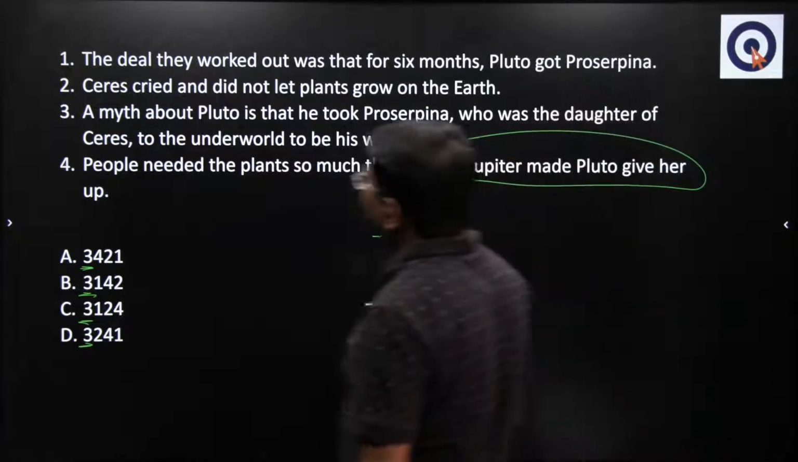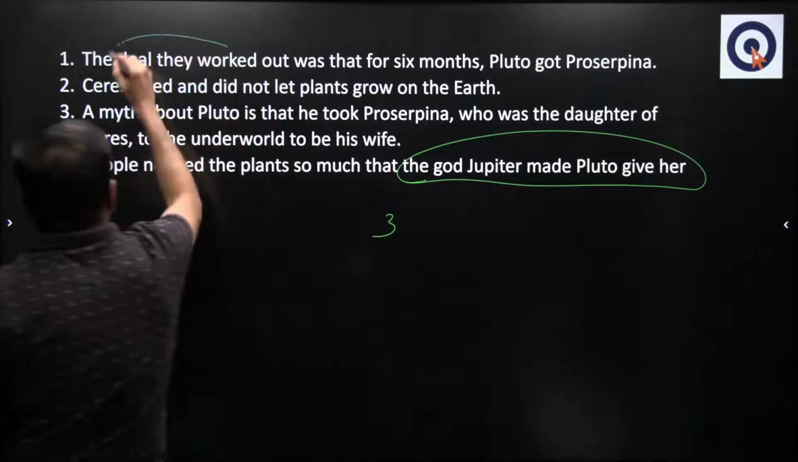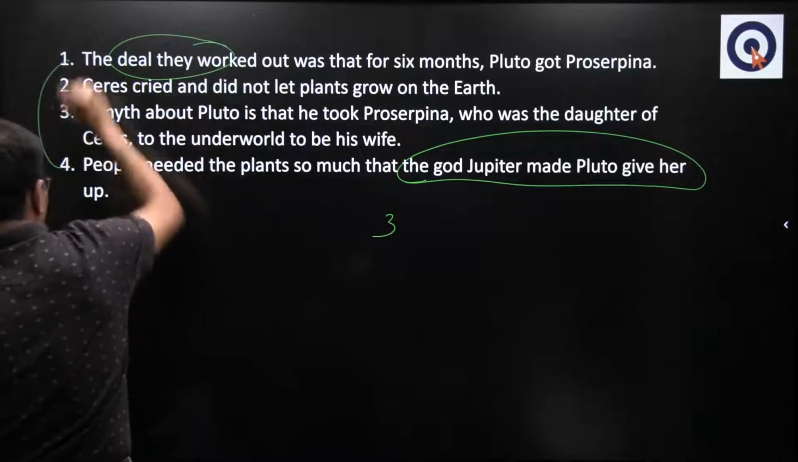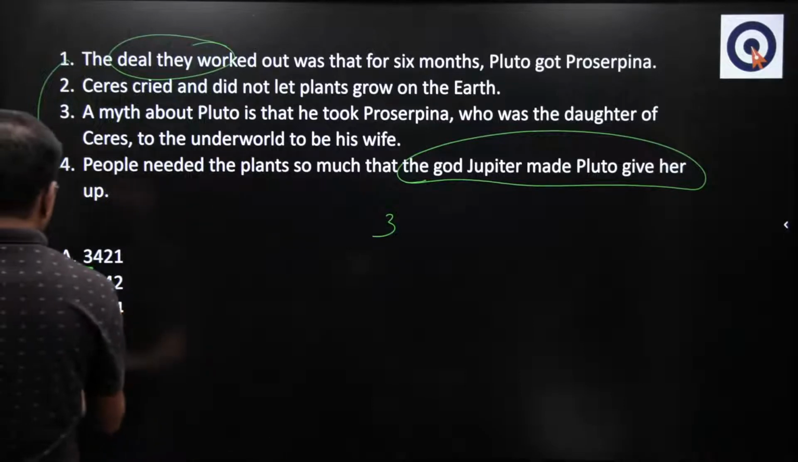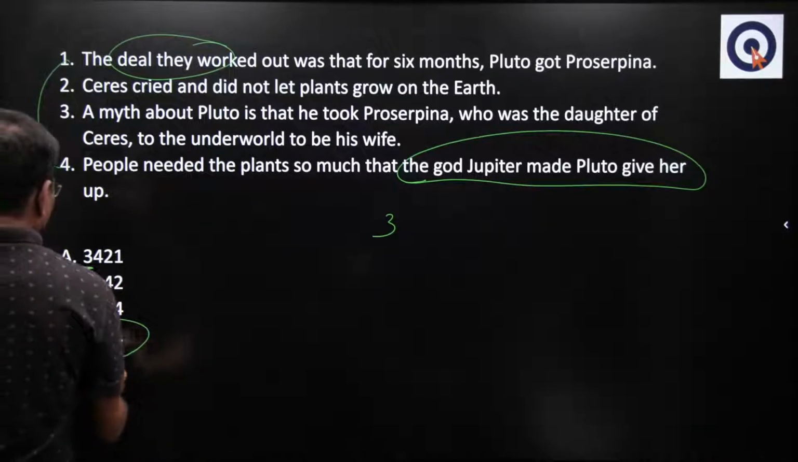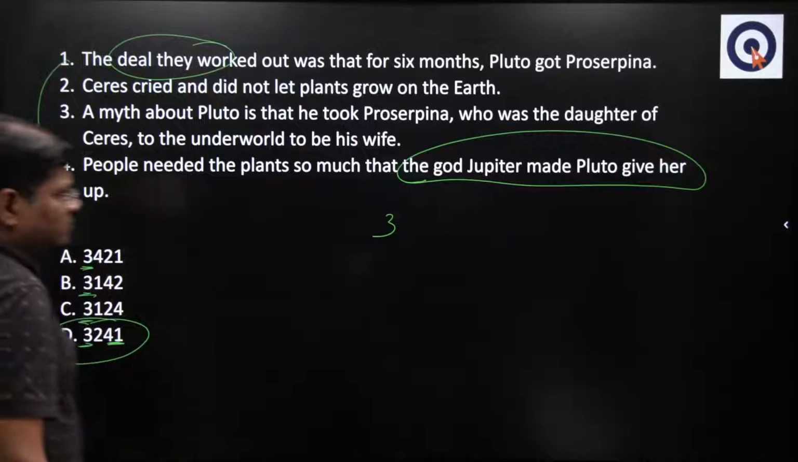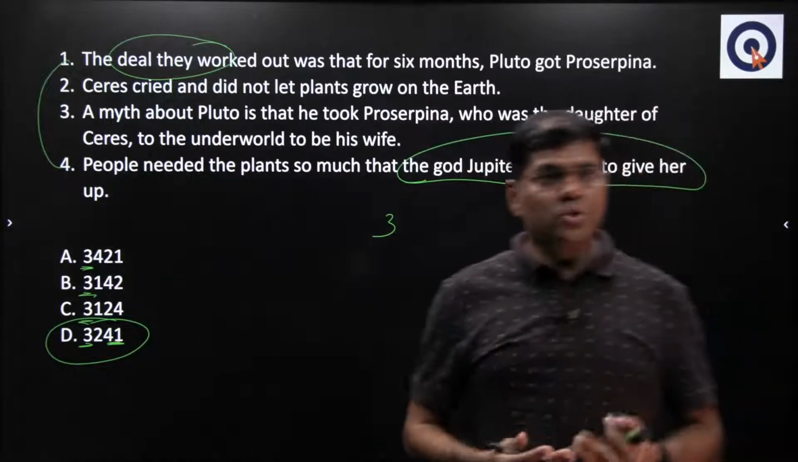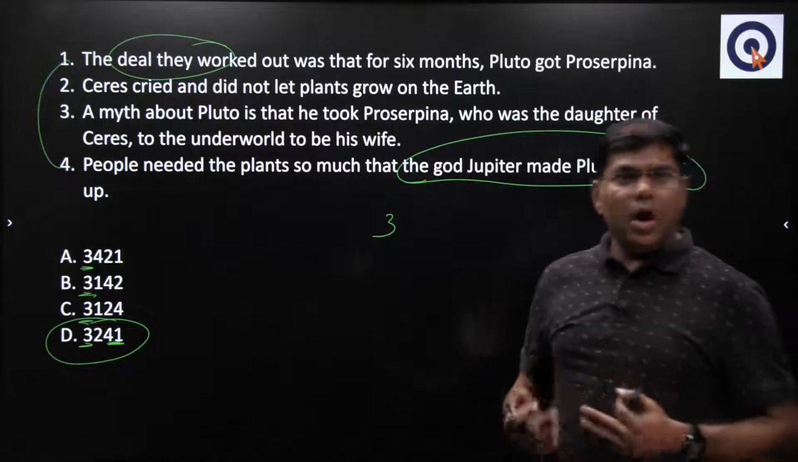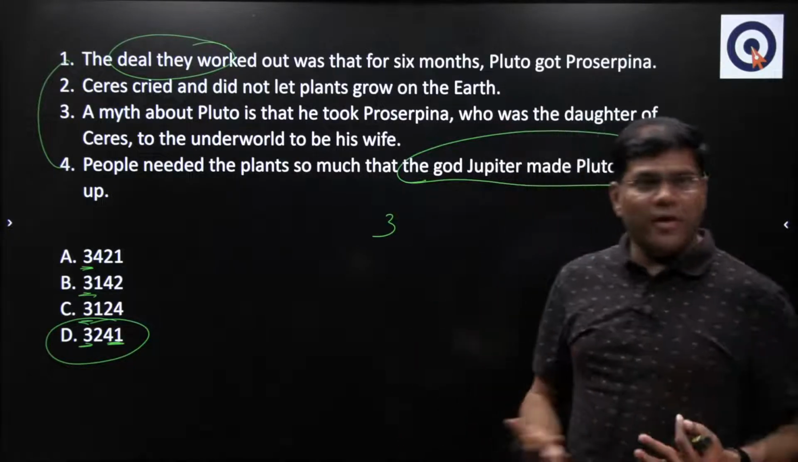And can I say that to give her up, they must have worked out a deal, and therefore 4-1 is a pair? Yes or no? Please see if this can be a sequence, because 4-1 is a pair only in one option. They worked out a deal. Why should they work out a deal? They should work out a deal for some sort of contract, right?